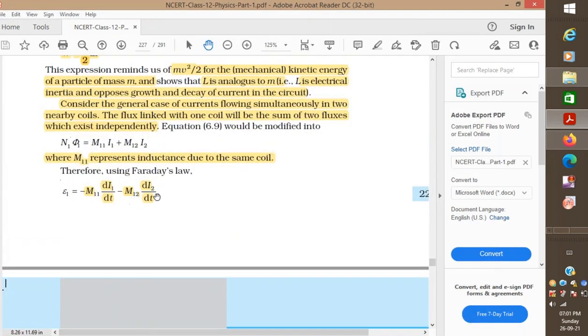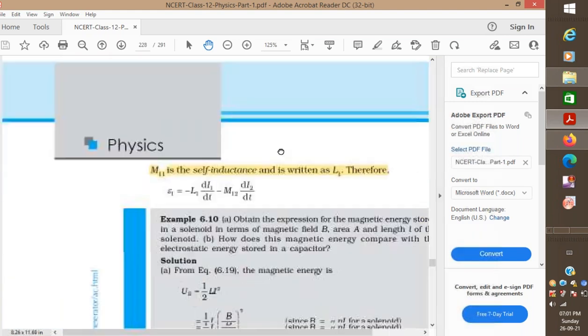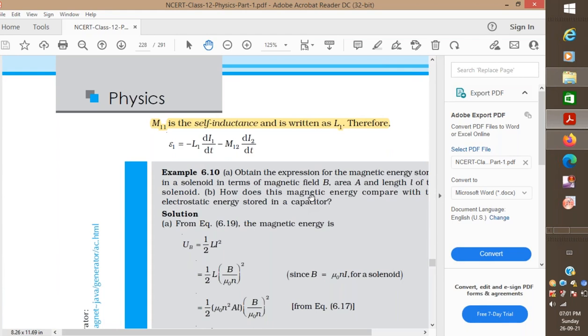In general you can write this one: M11 di1/dt, the current in the same coil, and M12 di2/dt, the current in the opposite coil, giving the induced EMF in coil 1 due to the current in the other coil. This is mutual induction, and this is self induction. So M11 is actually called self inductance, which is written as L1, or simply L for a circuit.